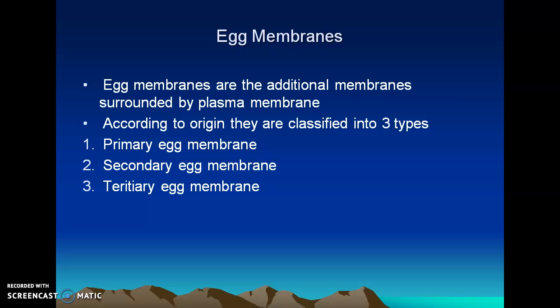In addition to this plasma membrane, just above it, we can see another additional membrane called the egg membrane. According to the origin, there may be 1, 2, or 3 different types of membranes. The number of membranes varies, and according to the area from which they are derived, we classify these egg membranes into 3 different classes: primary egg membrane, secondary egg membrane, and tertiary egg membrane. So let's move to the detail of each membrane.